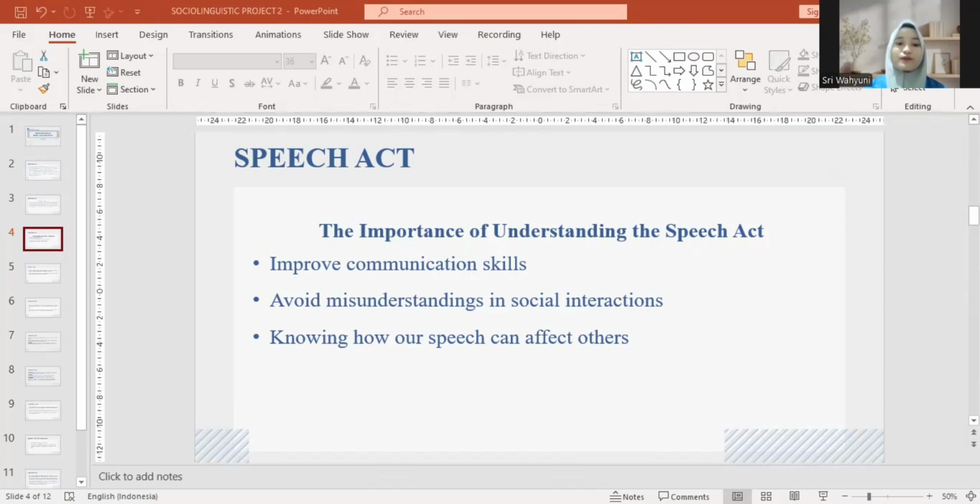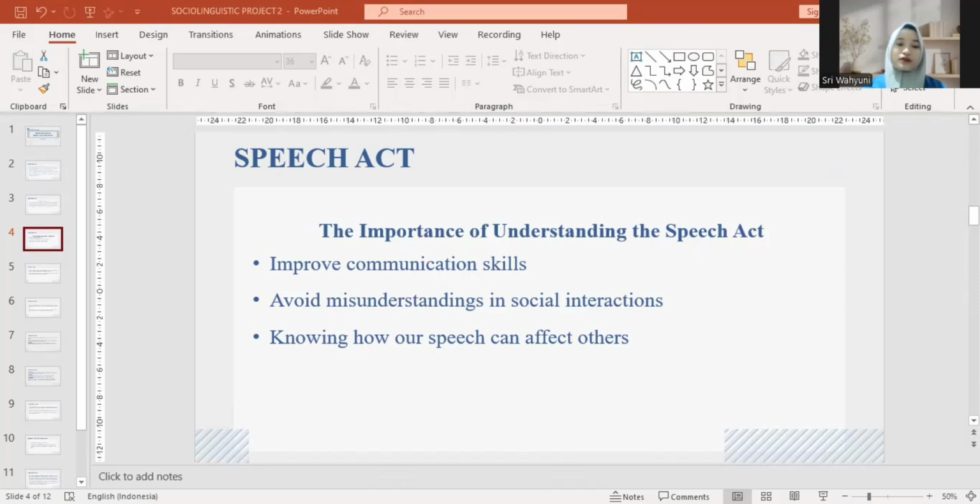For example, when someone says, "Can you close the window?" it's not just a question, it's a request. The ability to recognize and use different types of speech such as commands, requests, promises, or pleas will help a person become a more effective and polite communicator, especially in intercultural contexts.